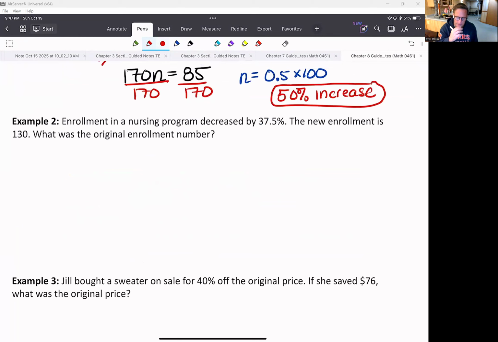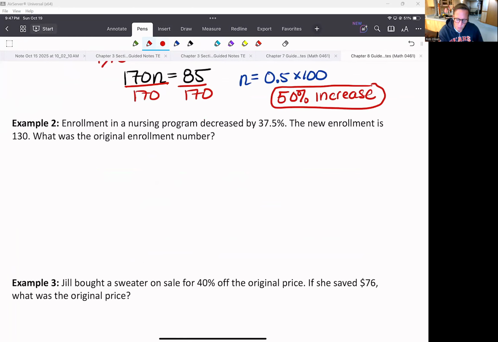All right, this next one right here. Enrollment in a nursing program decreased by 37.5%. The new enrollment is 130. What was the original enrollment number? So in this example, we don't know what the base is, so I'm going to make that B. And we're talking about a decrease, so I'm going to do 1 minus, and I'm going to convert that to a decimal, 0.375, equals 130, because that's the new enrollment, right?